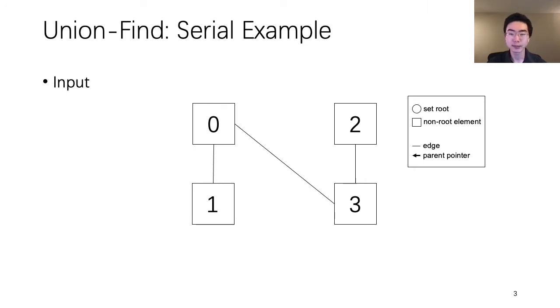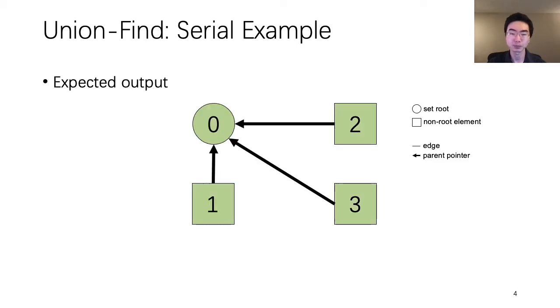We use the serial union find as a guiding example for the basic concepts of union find data structure and algorithm. The input is a graph consisting of 4 elements with 3 edges. The expected result is one set with all elements pointing toward the smallest element. The output is obtained by performing the union find algorithm iteratively.